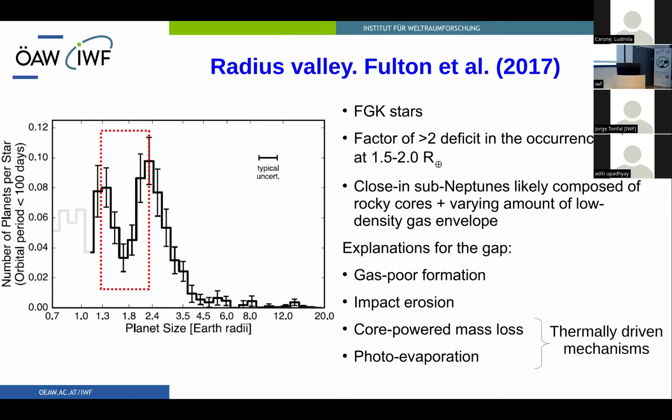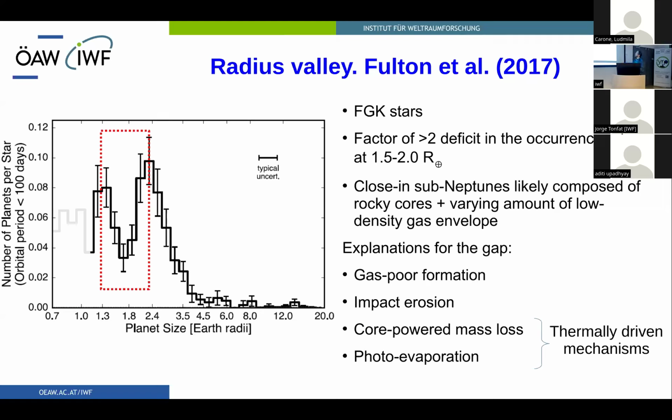This, of course, was a work based on FGK stars, and then we will get a little bit more detail also about what happens in M dwarfs. But in any case, to complete the discussion, okay, there are two peaks. So the following question is why there are two peaks, why there is this valley, what physical phenomena can cause this drop? Because essentially, yes, we see a paucity in the size of planets in the range between 1.5 and 2 Earth radii.